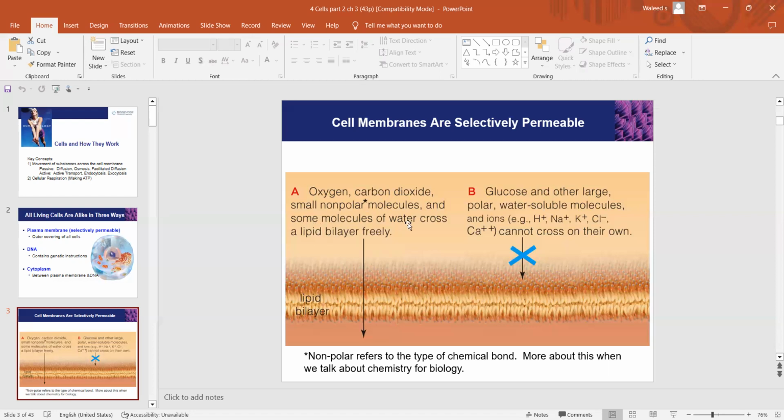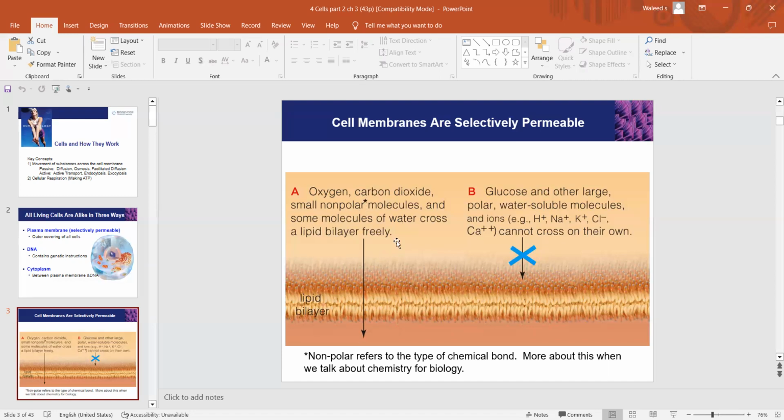How about the water? You said the water cannot go because this is fat. Yes, but remember I told you guys that there are channels for water to move in or out. So these things can cross the wall itself. Others, like glucose and other polar water-soluble molecules, cannot. Those are small enough and non-polar, so they can go. How about the water? Is the water non-polar? No, I didn't say that. But water is special because there are channels for it. So those can cross the wall freely.